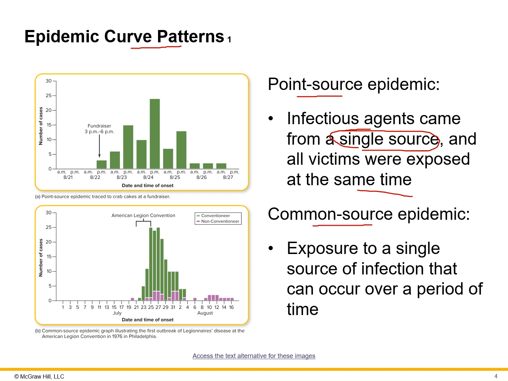Whereas a common source epidemic, it's still exposure to a single source, but it could occur over a period of time. So if there was an agent that was released, but it's continuously exposed, and so over time, we continue to see increases in those disease numbers. So that would be a common source. So both of those are coming from a single source. It's just that with point source, everything happened at one time. Common source, it happened over a period of time.